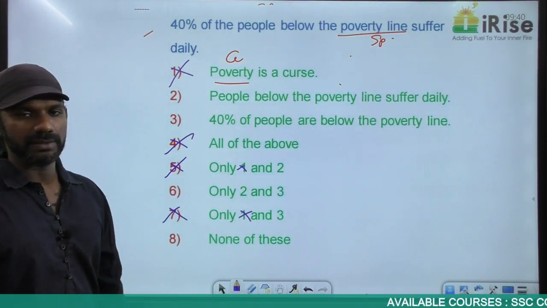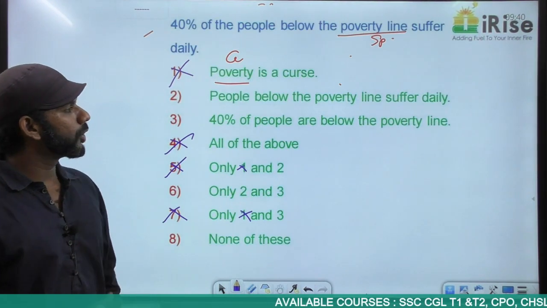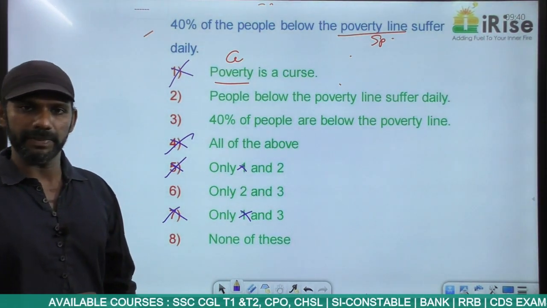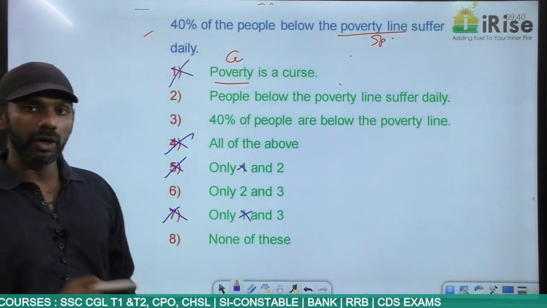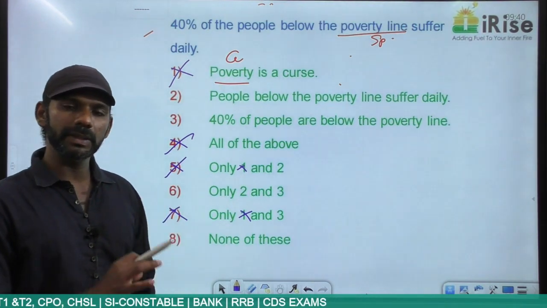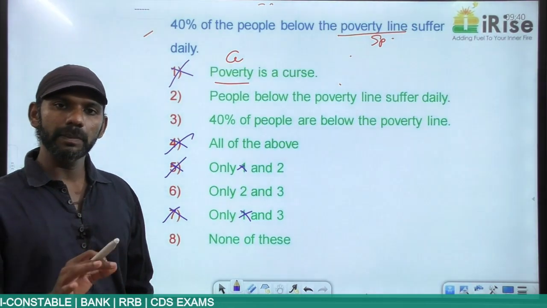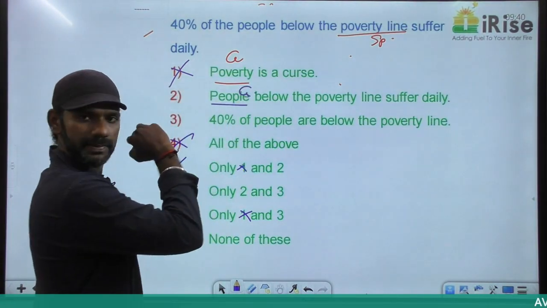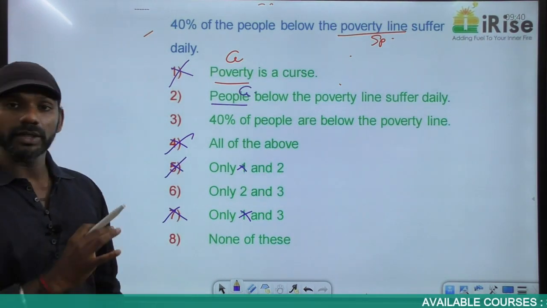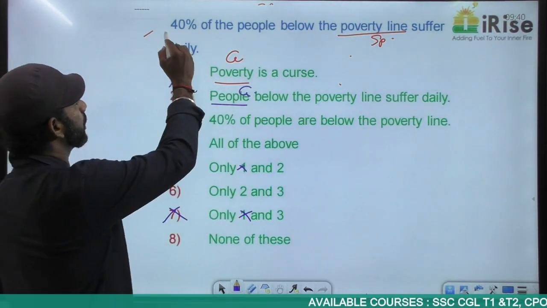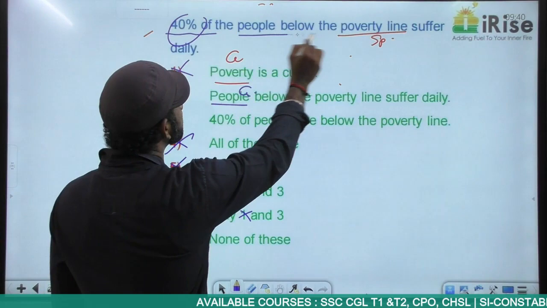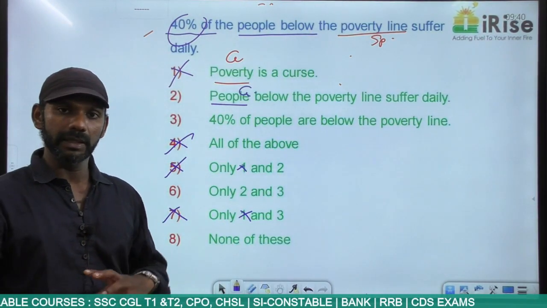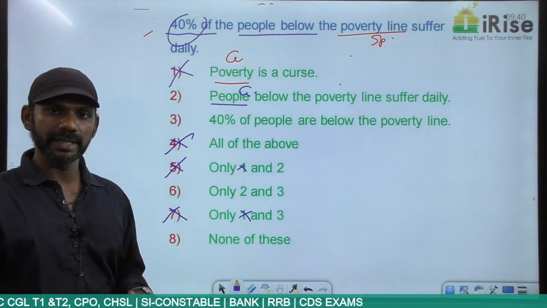Now come to the second one. People below the poverty line suffer daily. People means all people. So people below the poverty line suffer daily. All people is general. So option 2 is general. Come to the statement. 40% of the people below the poverty line suffer daily. According to option 2, all people below the poverty line suffer daily.